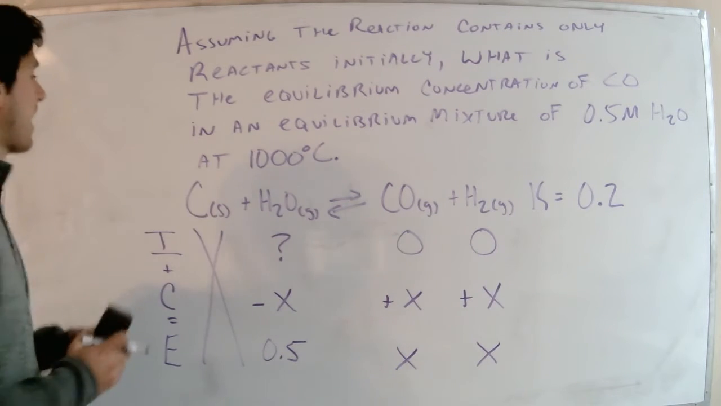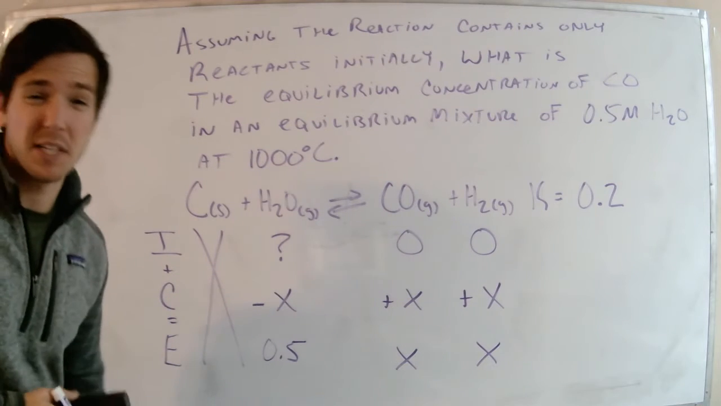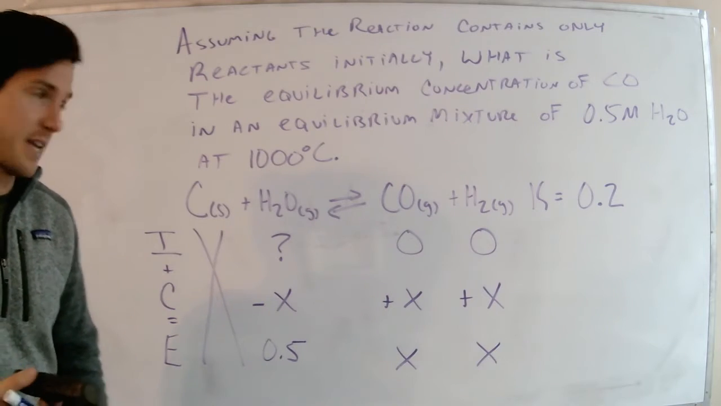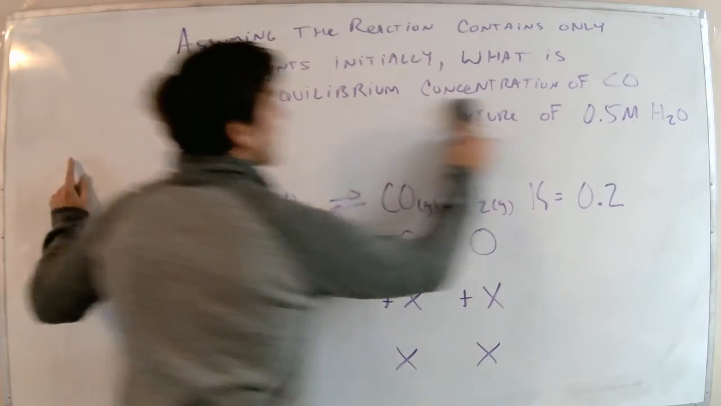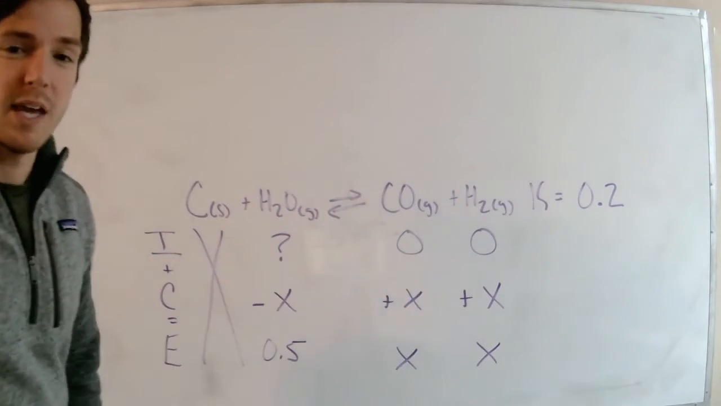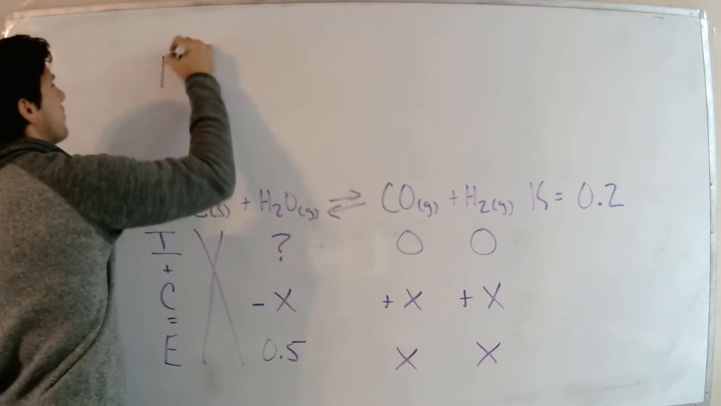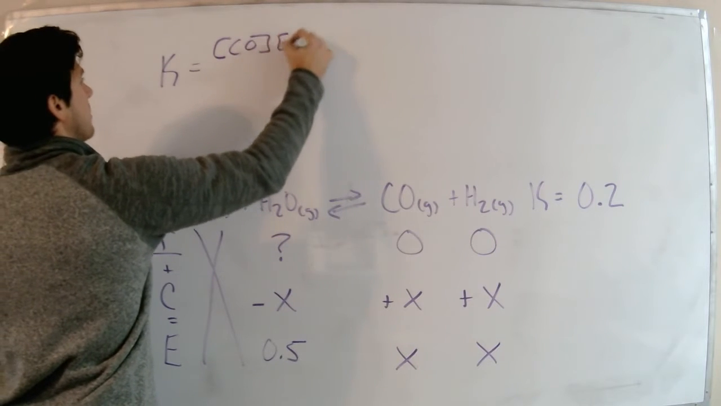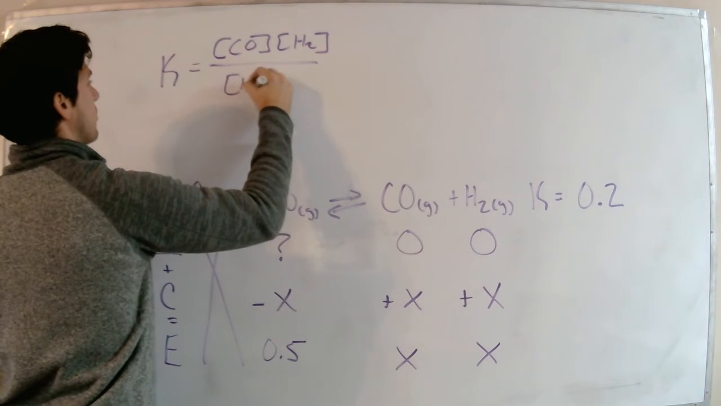So I'm going to erase this top part. That 1,000 degrees Celsius, they'll do that all the time. It doesn't really mean anything. It just means that in the future you'll see that changes in temperature can change our equilibrium expression. But anyway, let's write our equilibrium expression, plug in what we know, and maybe that'll help us solve for x. So the equilibrium expression is products over reactants, which is concentration of CO and H2 over concentration of H2O.